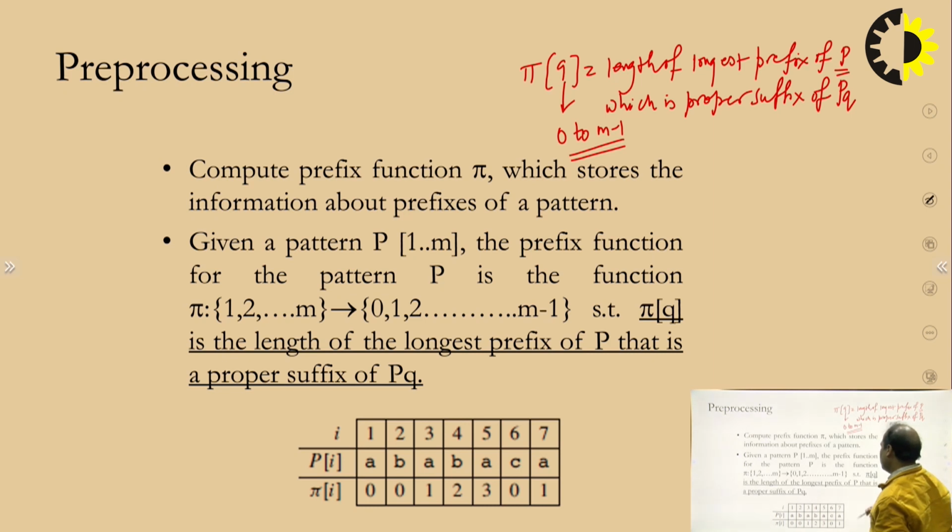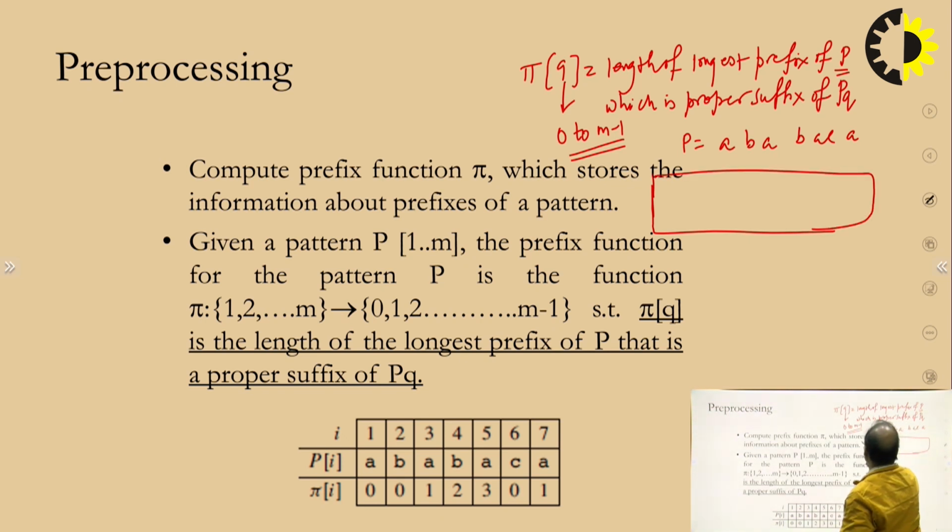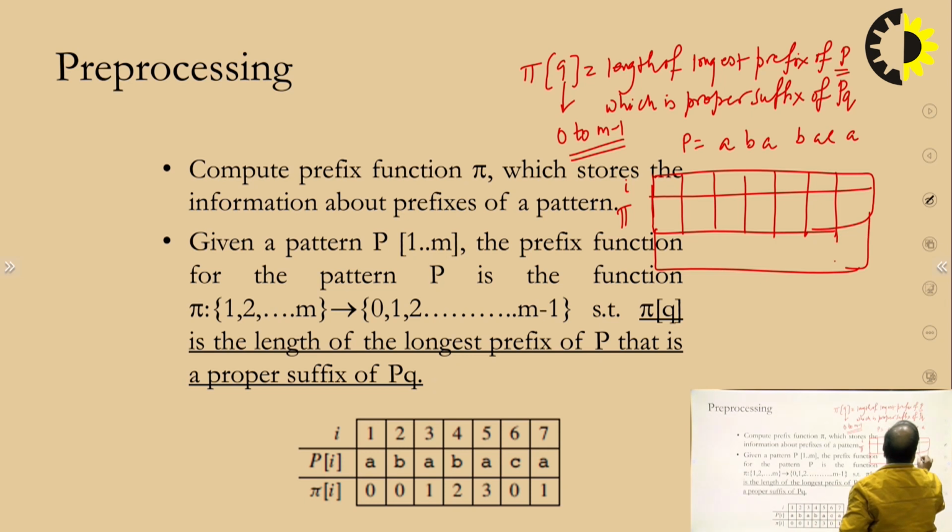Suppose you have a pattern ABABACA. So P is ABABACA. What should you do? Make a table here, with i being 1, 2, 3, 4, 5, 6, 7. This is the table, this is the pi prefix function, and this is the pattern. We can place the pattern over here: A, B, A, B, A, C, A. Clear? Yes. So we are interested in computing pi 1.